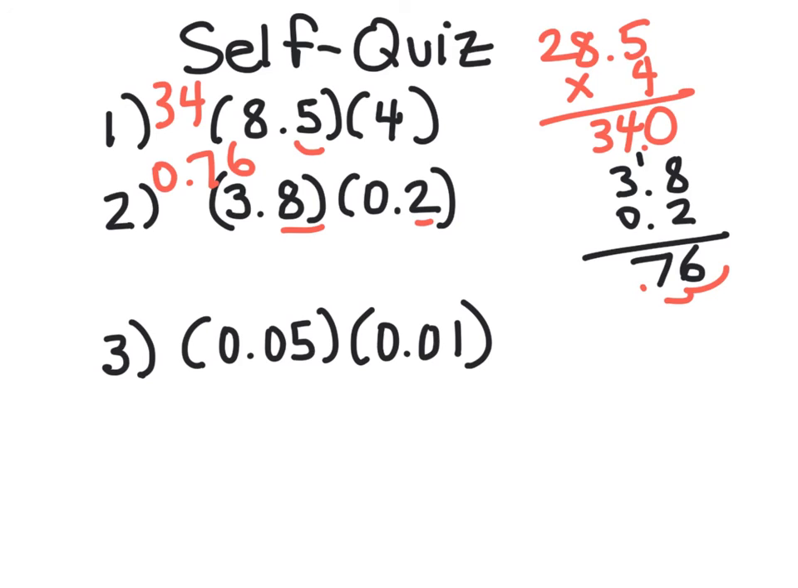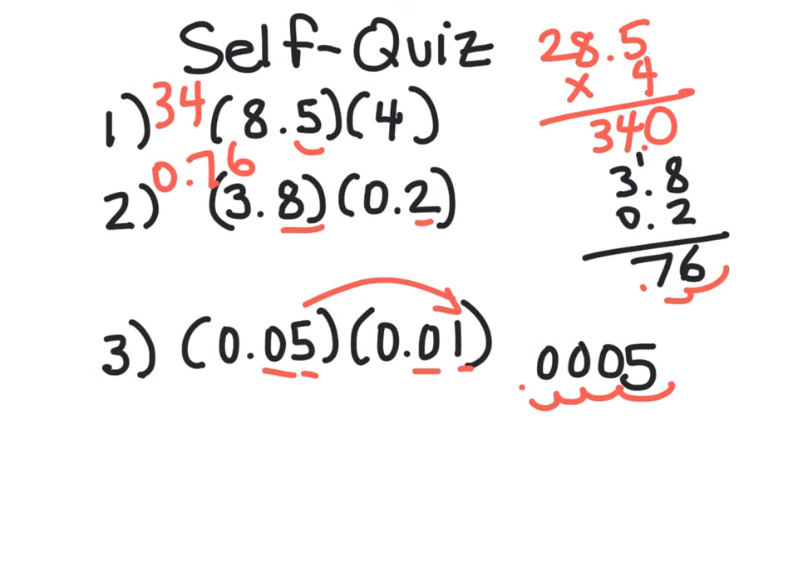Okay, very good. Number 3, I'm going to use the little shortcut I showed you on the previous slide. I'm going to multiply 5 times 1, and that gives me 5. And now I'll place my decimal 1, 2, 3, 4 decimal places. So 1, 2, 3, 4. Decimal goes over there, and I need 3 zeros. So that comes out to be 0.0005, or 5 10,000ths. So how'd you do on that one?